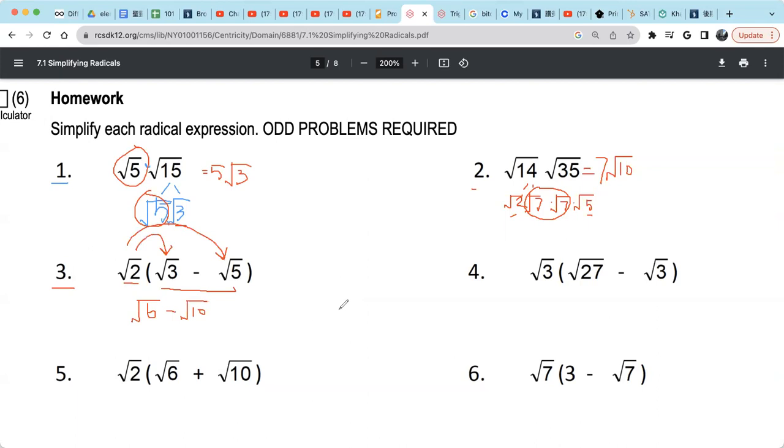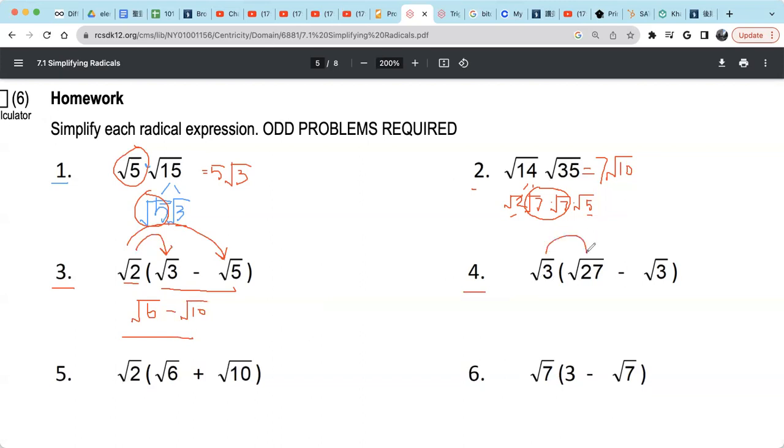But because the square root of 2 is a factor of both, it can be factored out as square root of 2 times parentheses square root of 3 minus square root of 5. Just two different representations, just like when we factor out any other numbers, any integers or variables. So the factoring skill and the property is still the same. Now let's see 4.